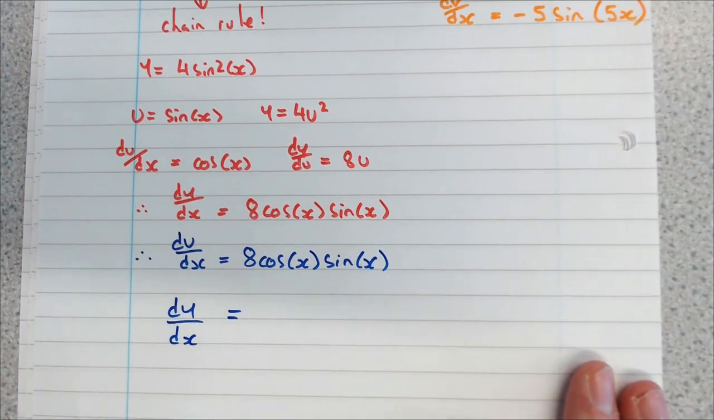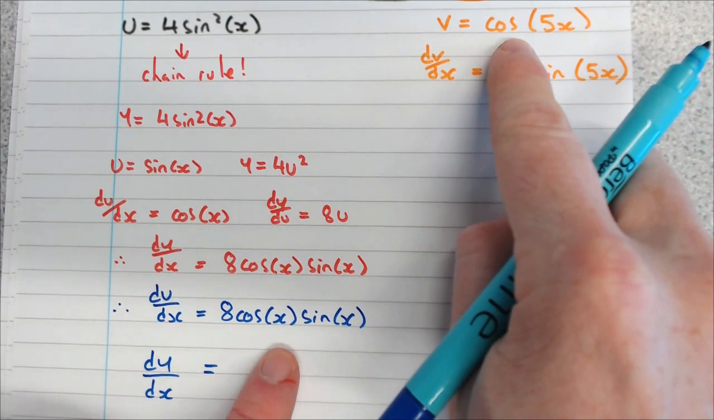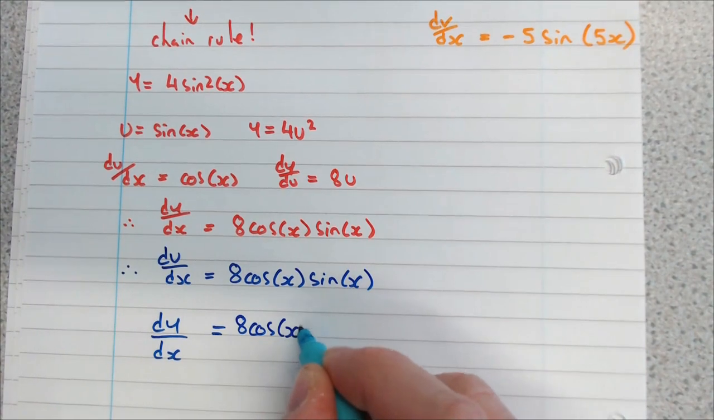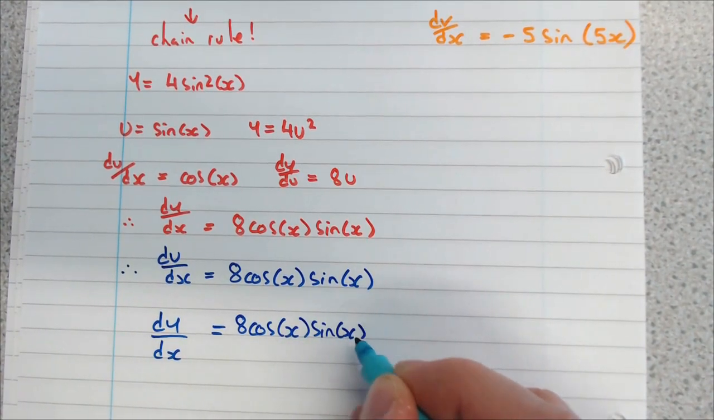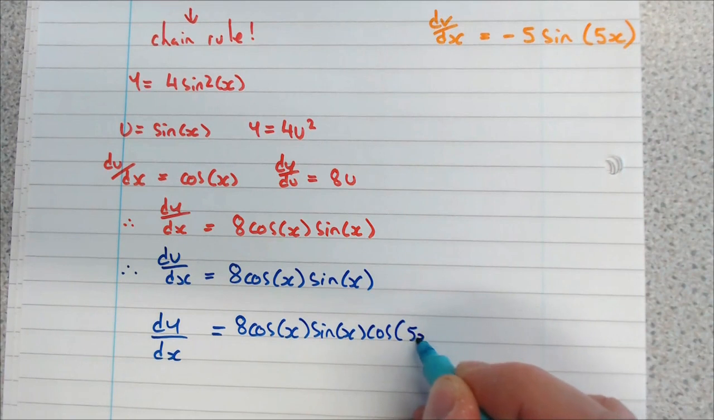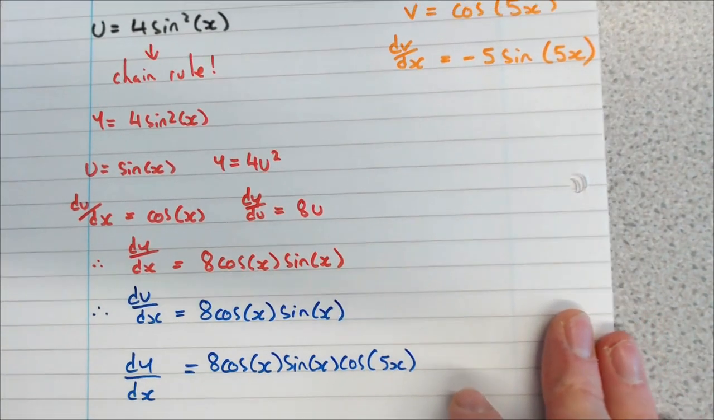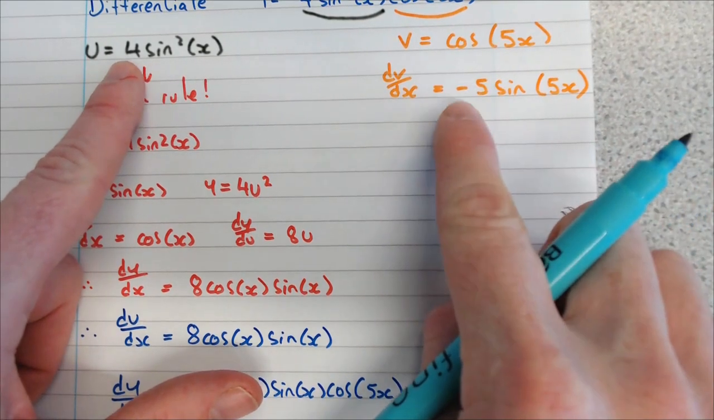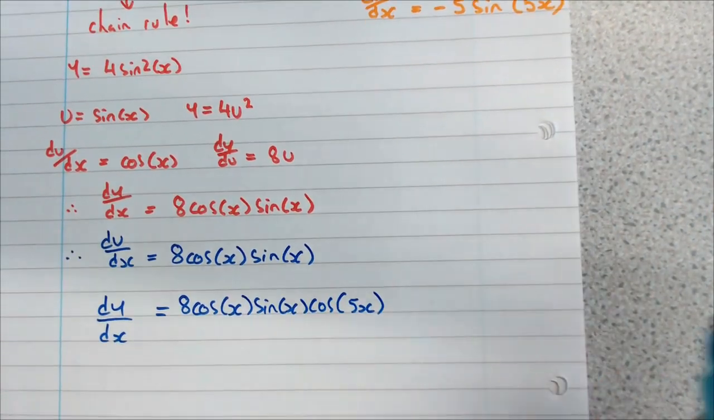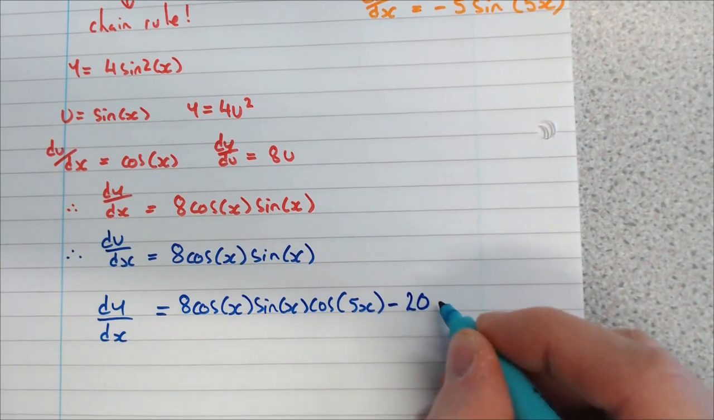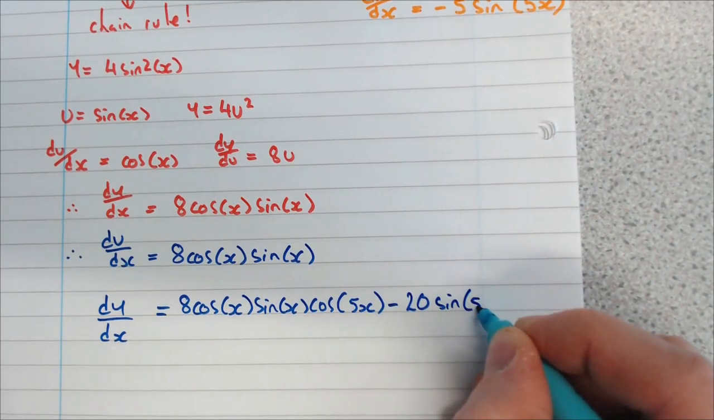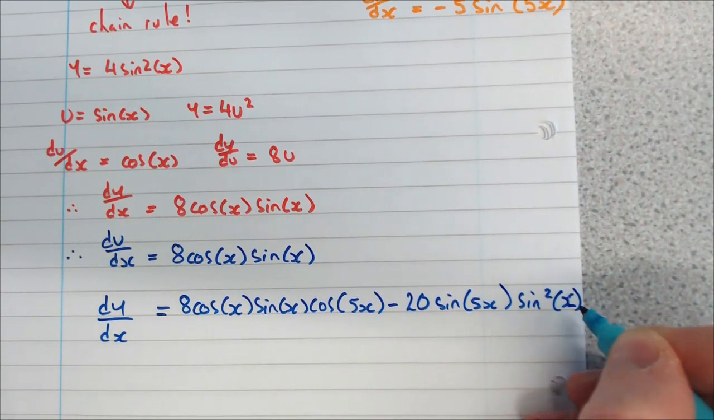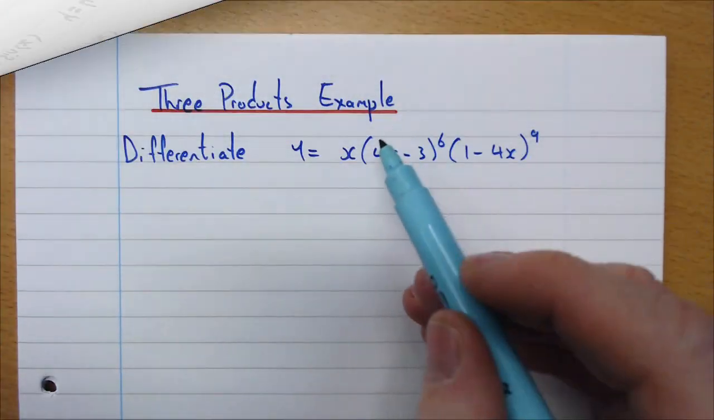So my dy/dx in the end, which is v du/dx plus u dv/dx. So v du/dx is 8 cos x sine x cos 5x, it's quite long, plus u dv/dx, which is a minus in this case because of the minus 5. 4 times minus 5 will give me minus 20. Minus 20, and then a sine 5x, and a sine squared of x. And that question is finished. You could probably use some trigonometry proofs to simplify it, but I don't really want to.